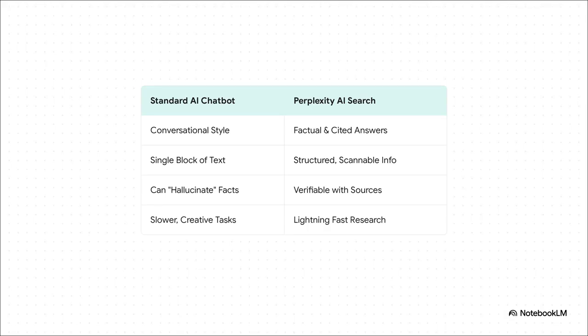And this table really just says it all, right? A normal chatbot is great for conversation, but it can hallucinate. It just makes up facts that sound right but are totally wrong. Perplexity, on the other hand, gives you structured, scannable info where every claim is verifiable. It's built for lightning-fast research, not creative writing.